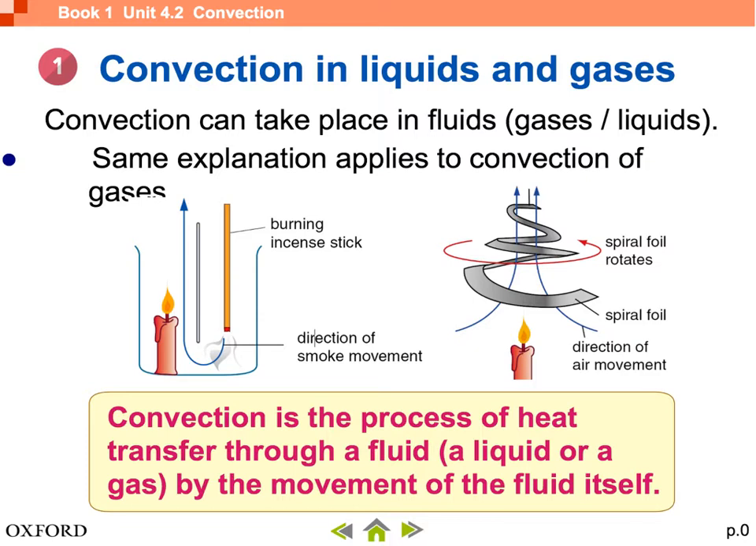In this slide, it shows that not just liquids but also gases allow convection to take place. We will use the word fluids here to represent gases and liquids. So fluid is a group of gases and liquids. And in the yellow box shown here, it gives a clear definition of convection, a process of heat transfer through a fluid by the movement of the fluid itself.